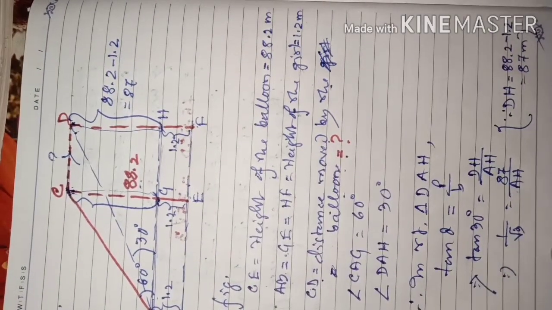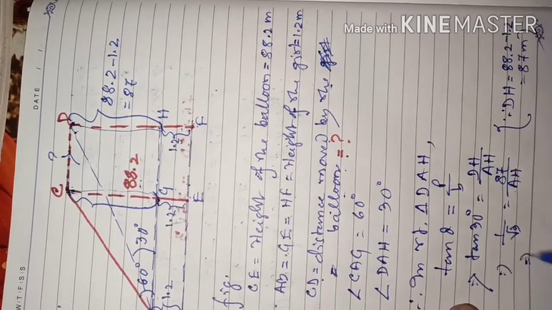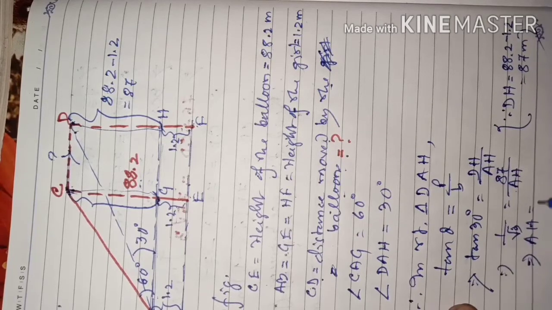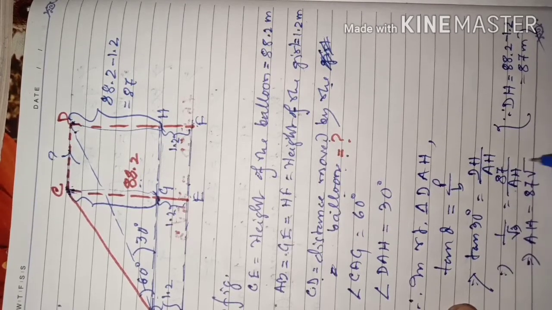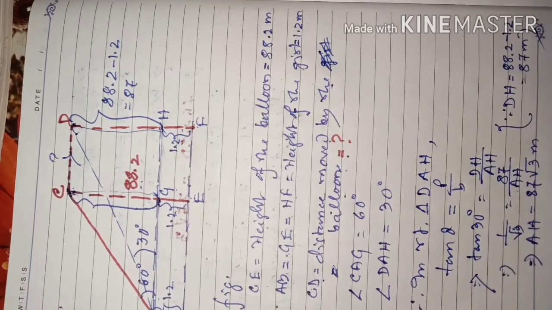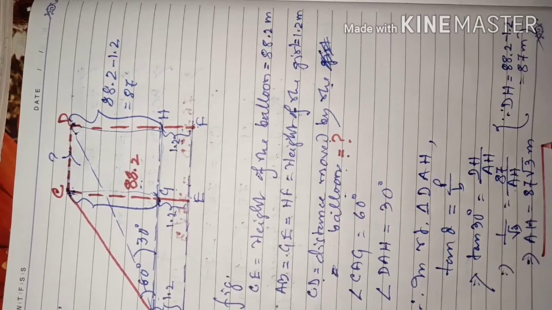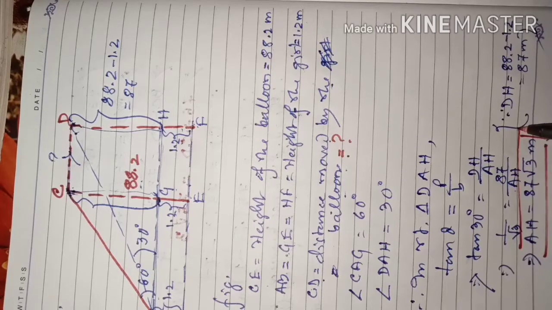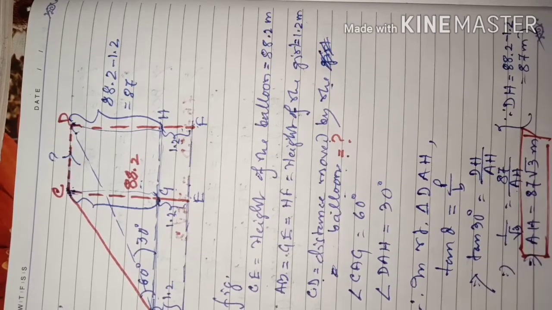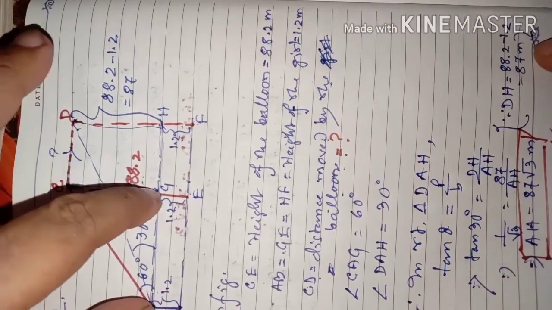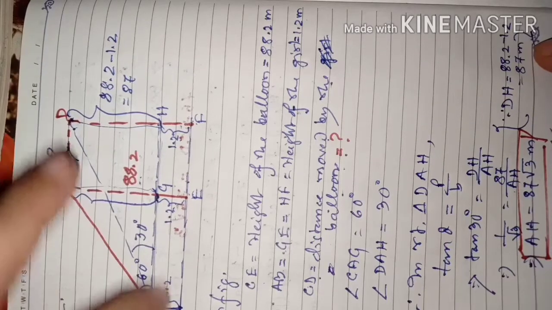Got the idea? So now cross multiplication, AH is equal to 87 root 3 meter. This is AH. So we have got AH now. After AH, we will have to find out what? AZ, from the right triangle CZA.